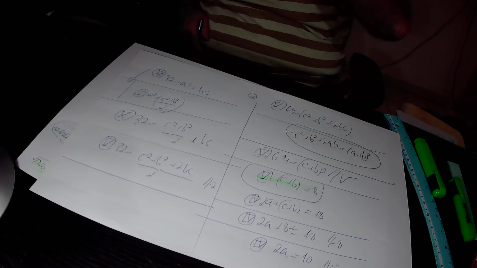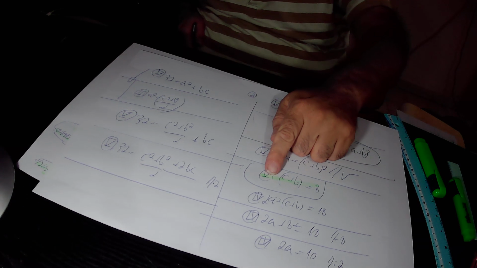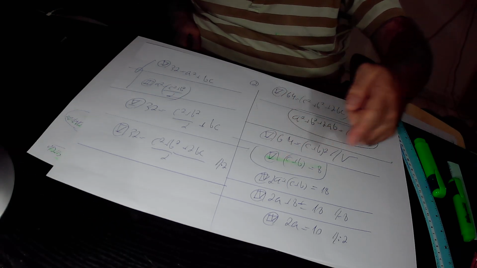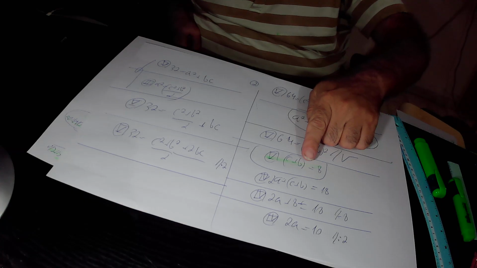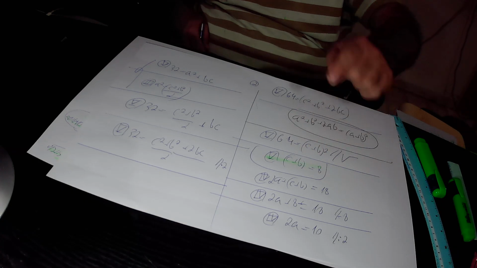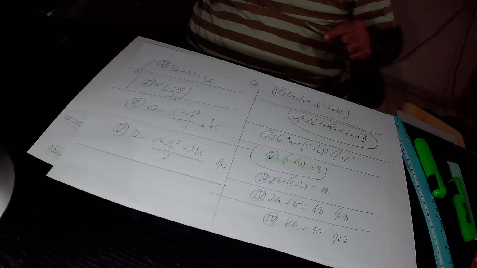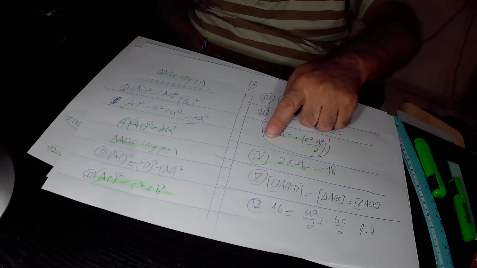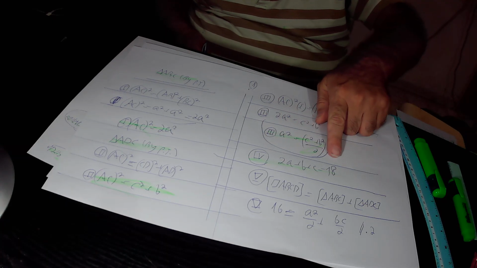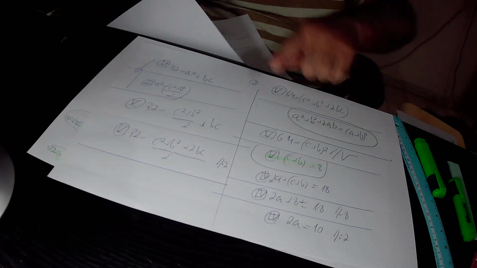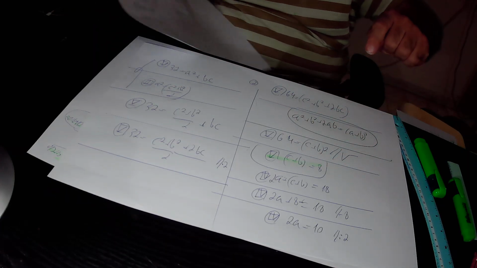According to equation 4, we found out that 2a plus c plus b equals 18. Repeat again. According to equation 4, we found out that 2a plus b plus c equals 18. So I copy this equation 4 here: 2a plus c plus b equals 18.